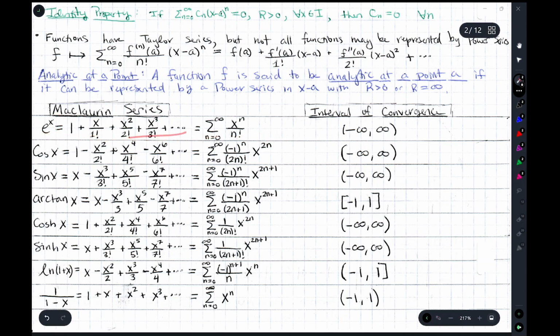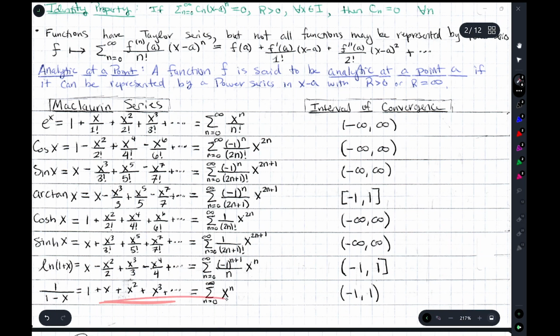The exponential has this Maclaurin series, and it converges from minus infinity to infinity. Here you see the cosine, sine, arctan, cosh, sinh, natural log of 1 plus x, okay? And notice here with the arctan and the natural log and this 1 over 1 minus x, which gives you the geometric series in x, we don't get infinite convergence, okay? So this Maclaurin series will only work for this interval of convergence, okay?